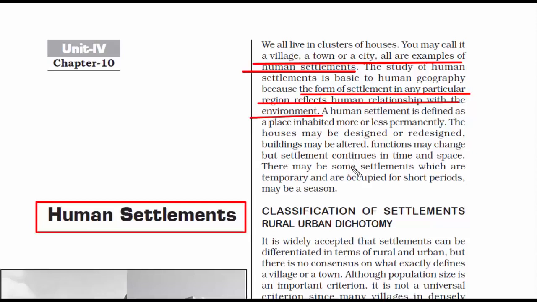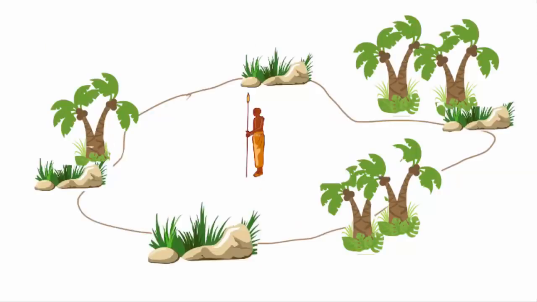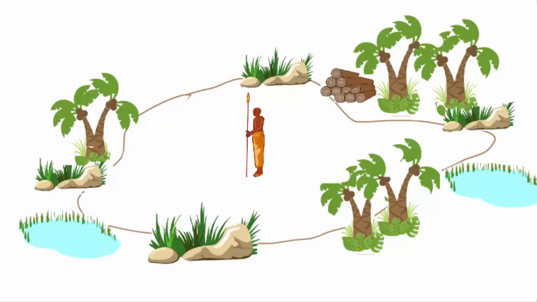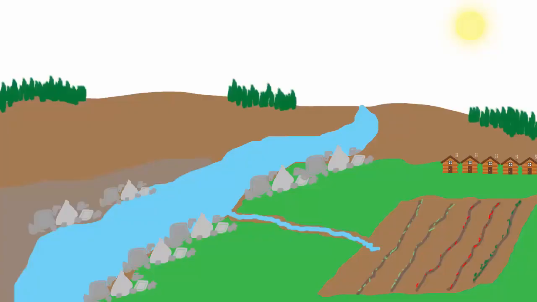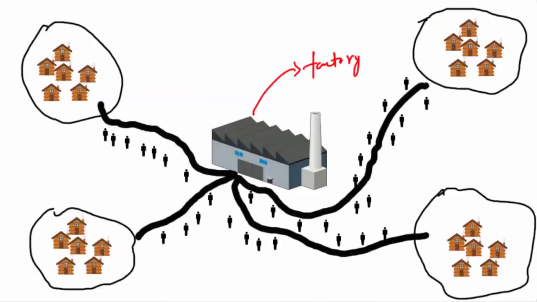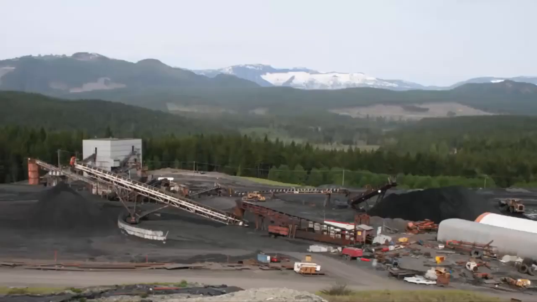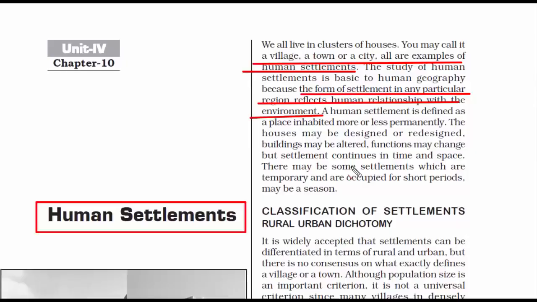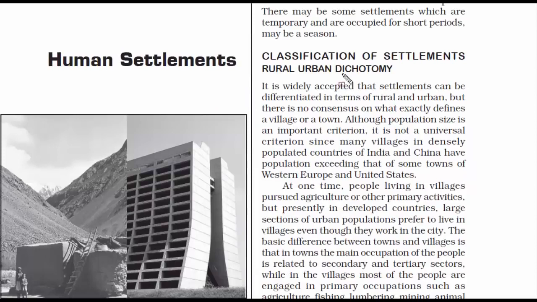Now, what I mean by that is tribal people will stay at a place where there is availability of natural resources for their survival. Farmers in villages will stay near fertile plains or where there is availability of water for irrigation. In cities, we would like to stay at a place where there are jobs. Now think from a business point of view. If you were to open a factory or an industry, your choice of location will depend on availability of resources or raw materials. So this is what I mean when I say settlement in any particular region reflects human relationship with the environment.